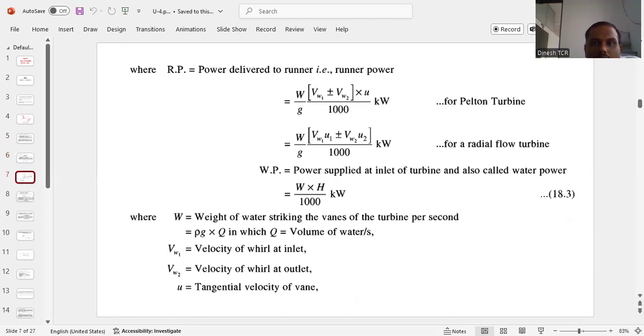The runner power for a Pelton turbine is W by g into (Vw1 plus or minus Vw2) into U, divided by 1000. In the case of a radial flow turbine, the runner power is (Vw1 into U1 plus or minus Vw2 into U2) divided by 1000. Whereas water power is the power supplied to the inlet of the turbine. This is nothing but W into H divided by 1000, where H is the head and W is the weight of water striking the turbine per second.